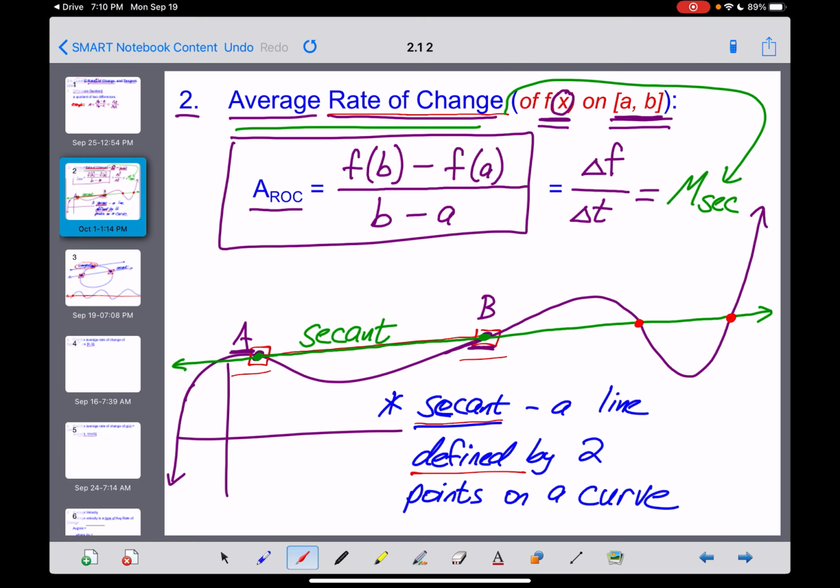Okay, so this is the formula here for average rate of change. It is the same as the formula for slope of a secant. So whether a problem is asking you for AROC, average rate of change, or slope of a secant, you guys are going to use this same formula here to answer both questions.